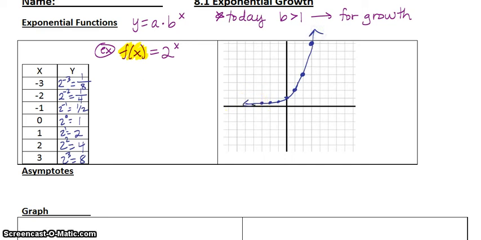Now, the two easiest points to find on this are always the y-intercept and then the point where x is 1. So when we make our graphs later, we're just going to graph those 2 points and then draw in the general shape. Two things I want to point out.